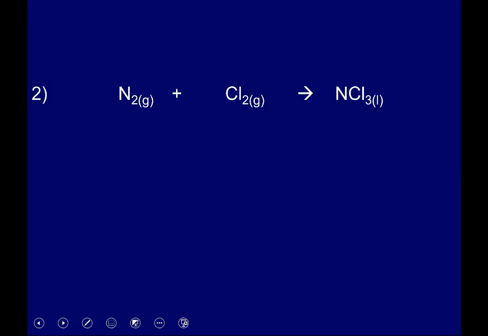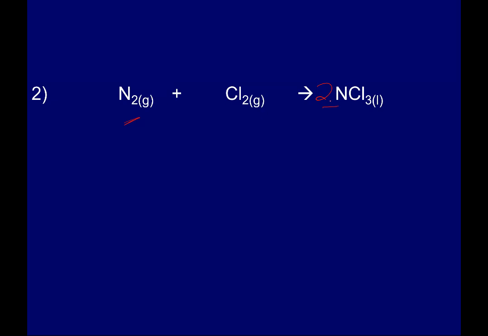Let's keep doing some examples. I got N2 gas and chlorine gas making NCl3. So to make the nitrogens balanced, just first, I've got 2 on the left and only 1 on the right. Put a 2 here and the nitrogens are balanced. I've got 2 here and I've got 2 there.